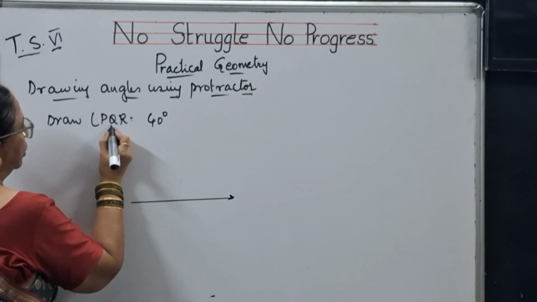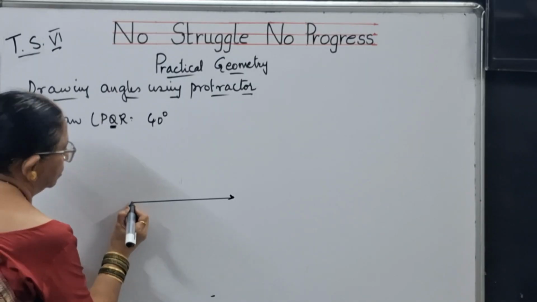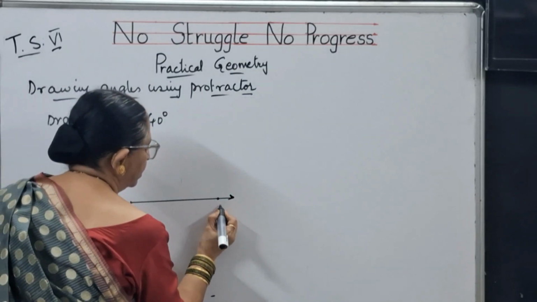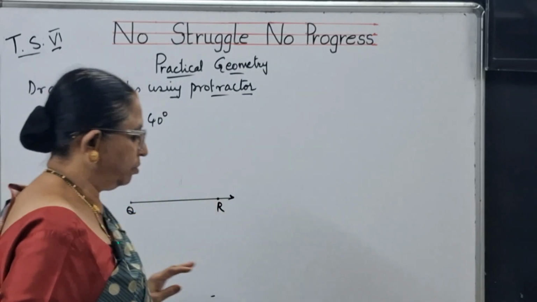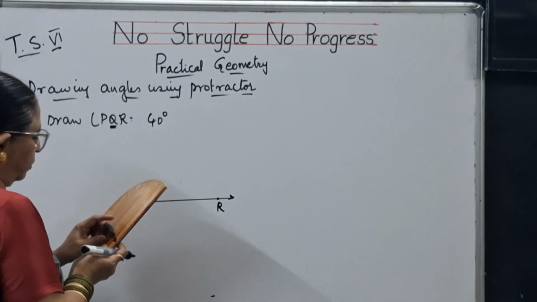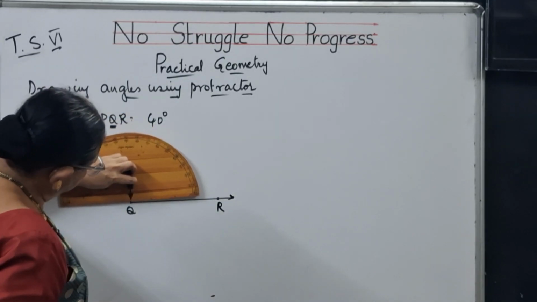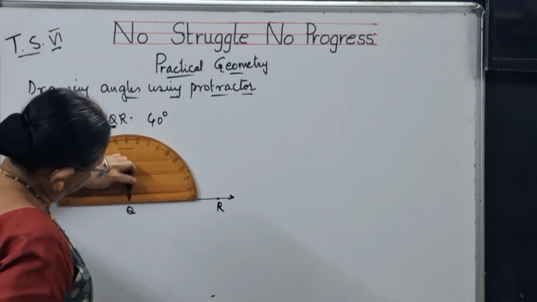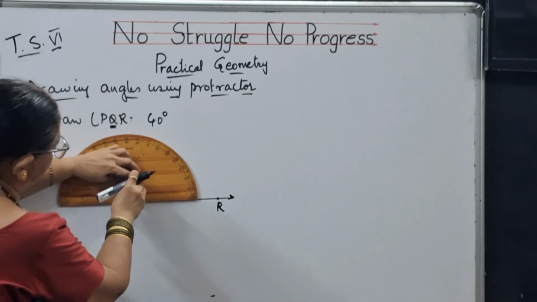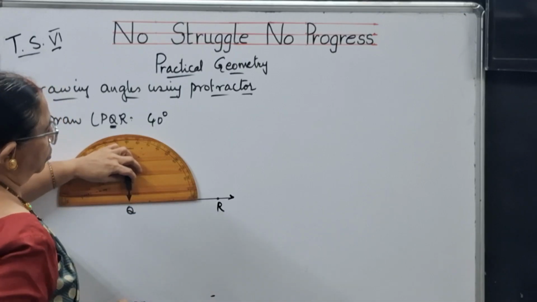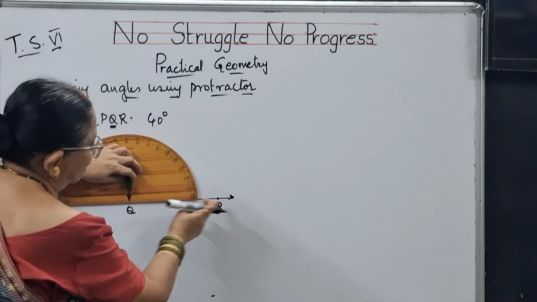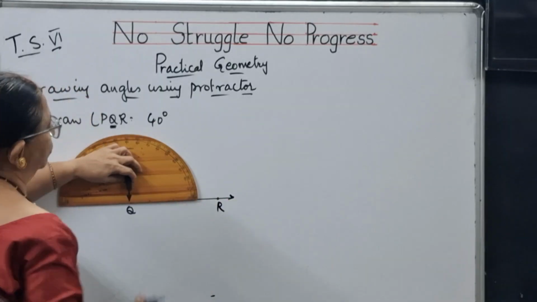See, angle PQR, the center letter you take, that is Q. So here you should have the letter Q, and you can write R here. Now by using the protractor, keep the center of the protractor at Q. The protractor has two zeros, one here and one here. Which zero you have to take, that is your question. Always remember, the zero on the side where the ray is going, that zero you have to take.